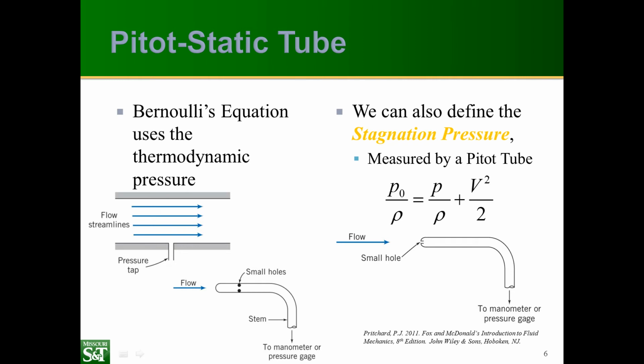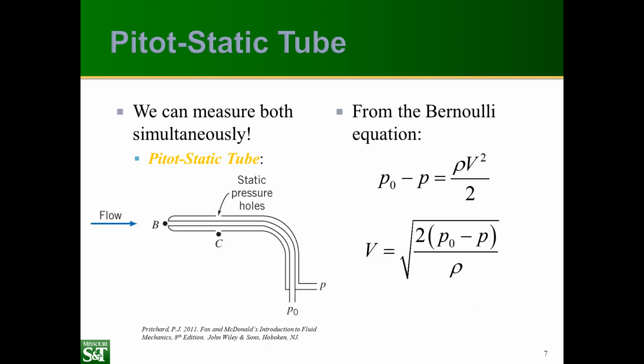We can also define the stagnation pressure, which is the pressure a fluid would have if it were slowed down to a stop without any friction. We measure this with what we call a pitot tube, where we have a small hole in the front, the flow enters, and then we measure the pressure where the fluid has stopped. So now we can measure the thermodynamic pressure, and we can measure the stagnation pressure, and we can compare the energy grade line and the hydraulic grade line.